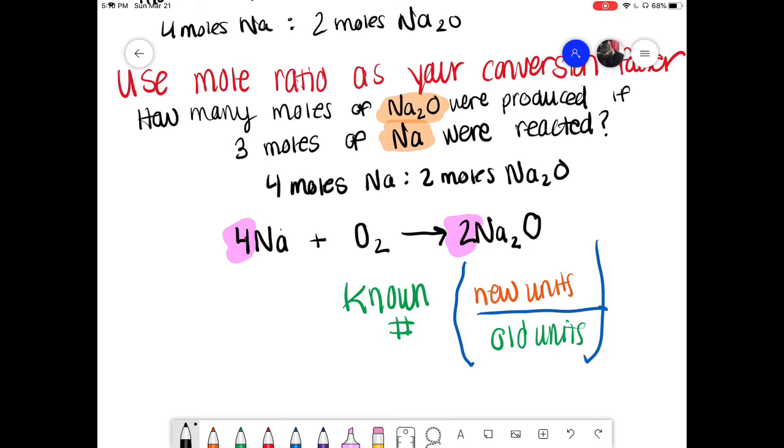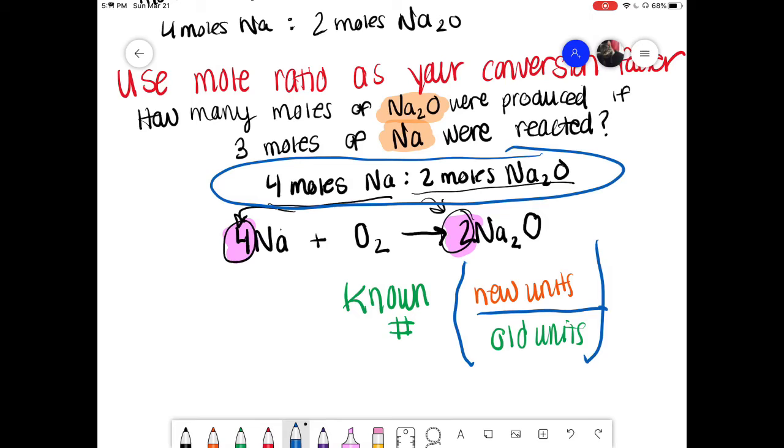So if you're wondering where I got the 4 and the 2 from, the 4 moles of Na comes from this 4 in front of Na, and then the 2 moles of Na2O comes from that 2 in front of Na2O. So our ratio that we're always going to have is for every 4 moles of Na, we have to have 2 moles of Na2O.